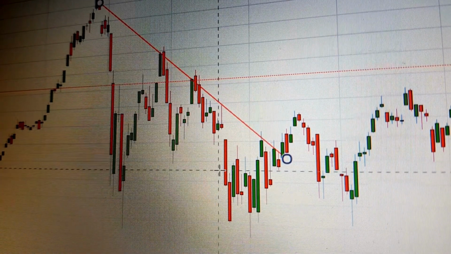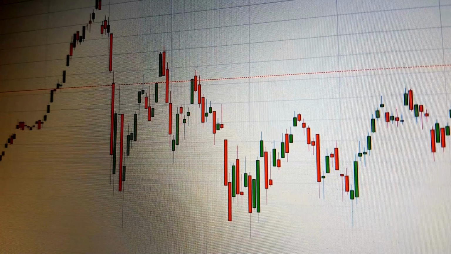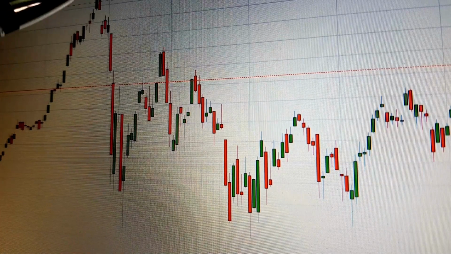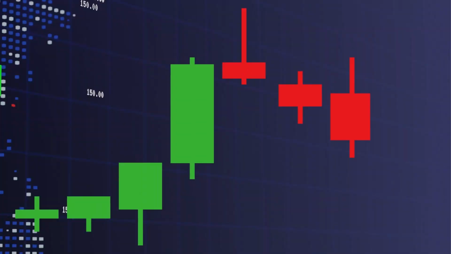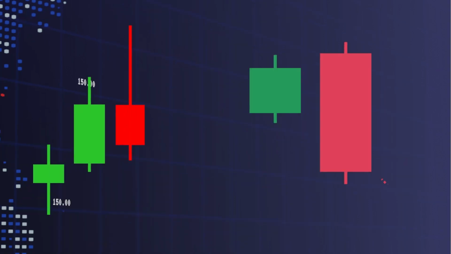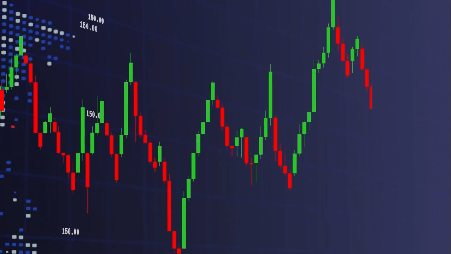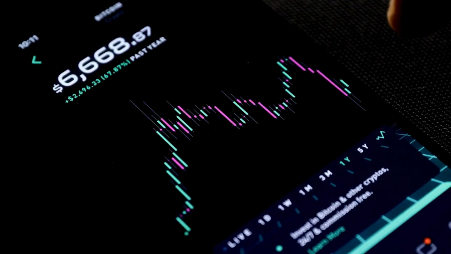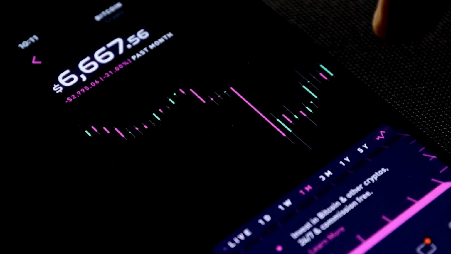Instead, they wait for confirmation that liquidity is present and that the market is likely to move in their favor. One way they do this is by looking for price action signals, such as pin bars, engulfing patterns, or other reversal patterns that indicate a potential shift in market sentiment.